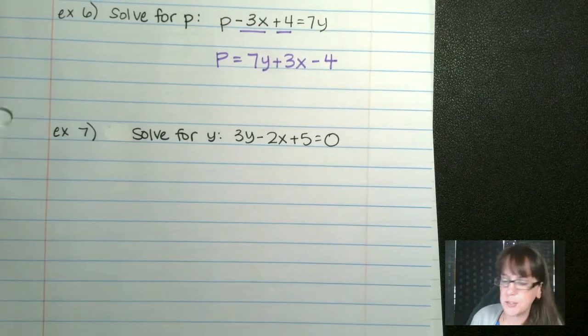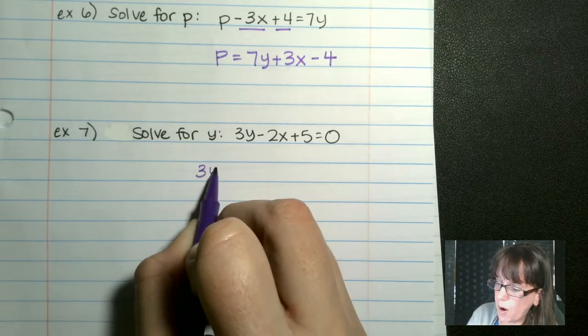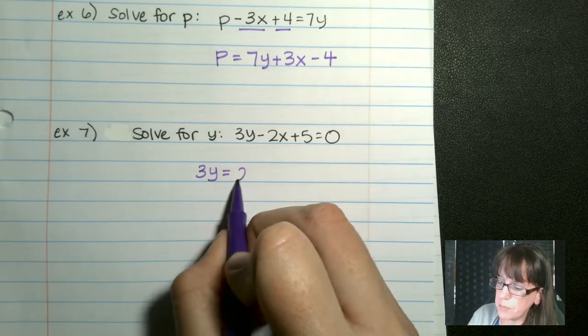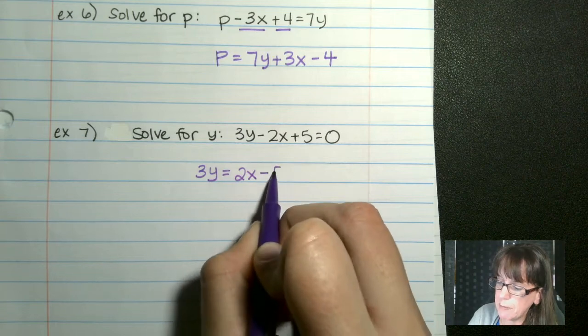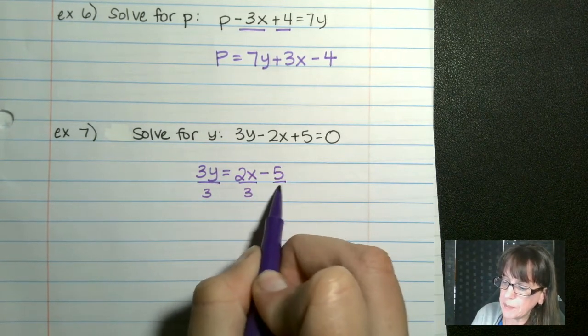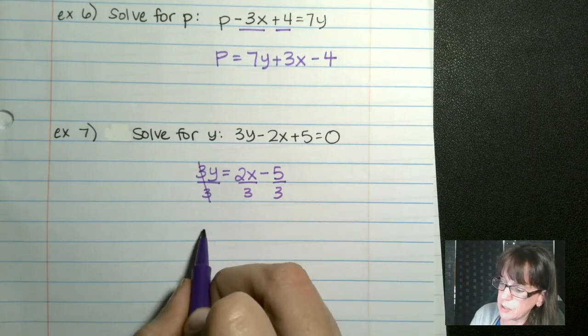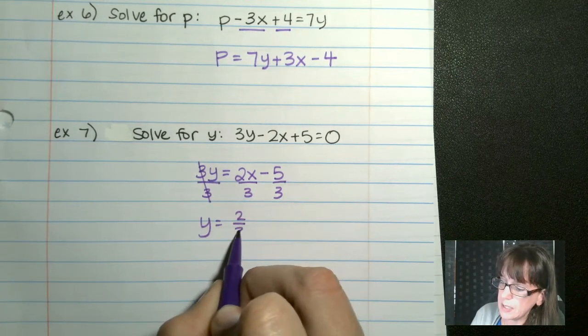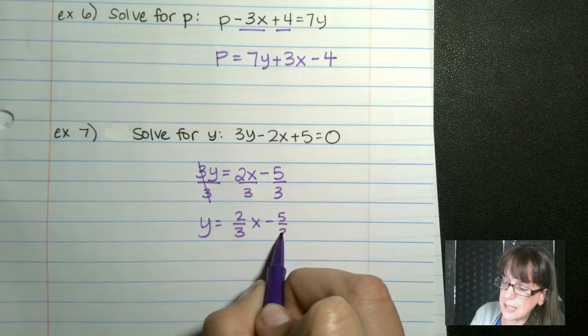Solving for y here. So we're going to say 3y equals, we're going to change this to positive 2x. We're going to change that to a negative 5x. And then we're going to divide every chunk by 3. Now, I choose to divide every chunk. I think that's a better way of doing this. So it looks like this.